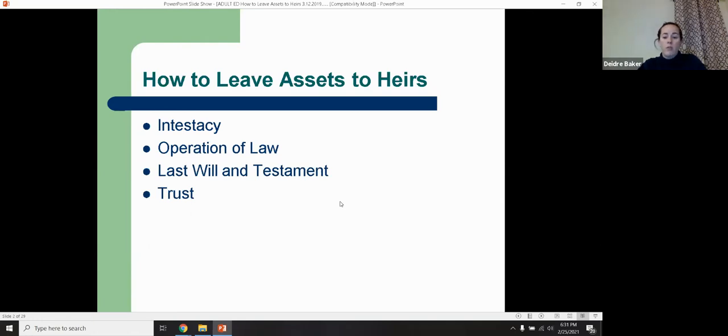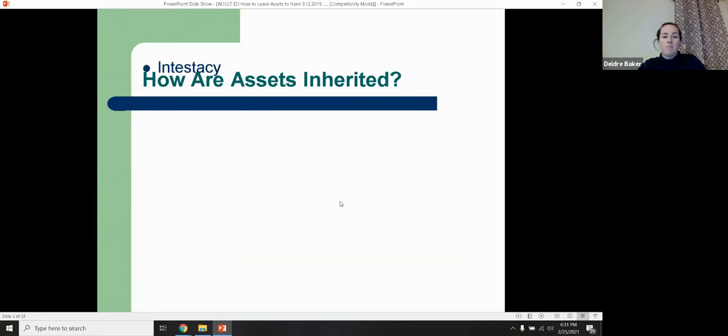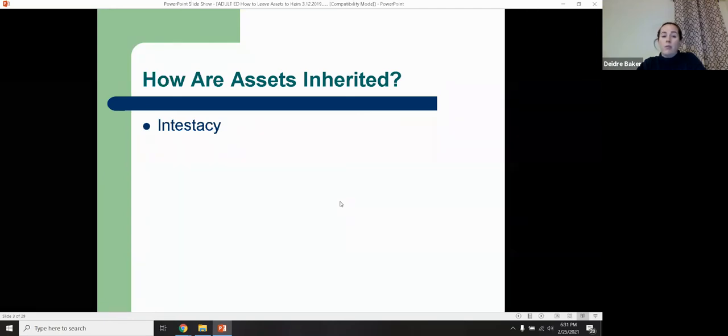So we're going to talk about all of these in a bit more detail, and we're going to start with the intestacy. So what is intestacy? Intestacy is basically a fancy way of saying when someone passes away and they don't have a last will and testament, and they own some asset in their name alone when they pass away.